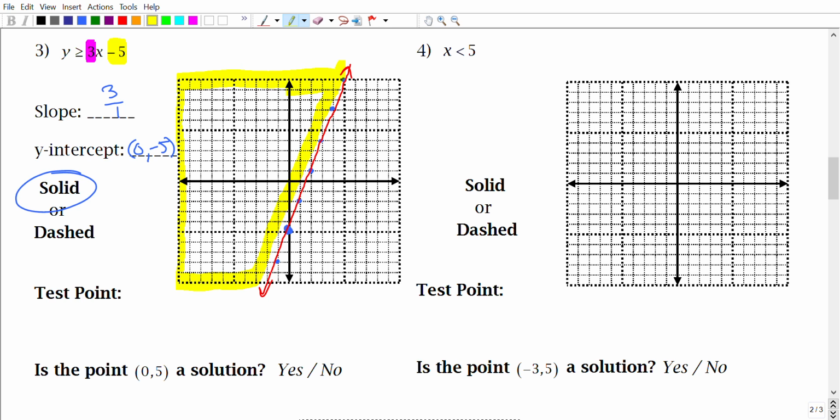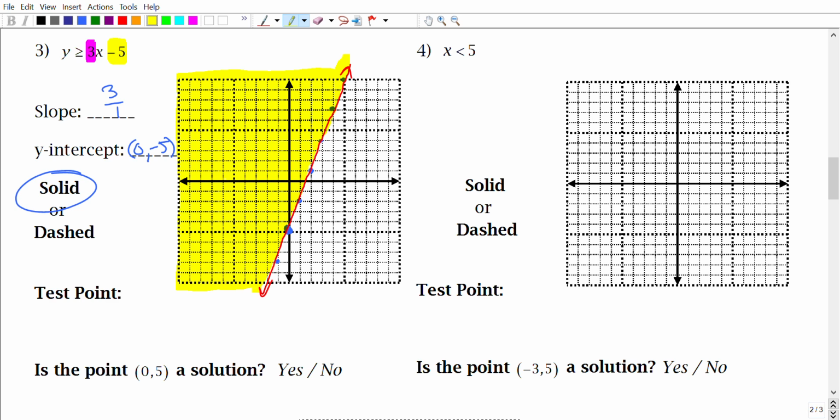If this for some reason does not make sense, guys, if you're not getting why we're shading in a certain direction, please make sure you ask. I will be more than happy to help you figure out which way you have to shade.